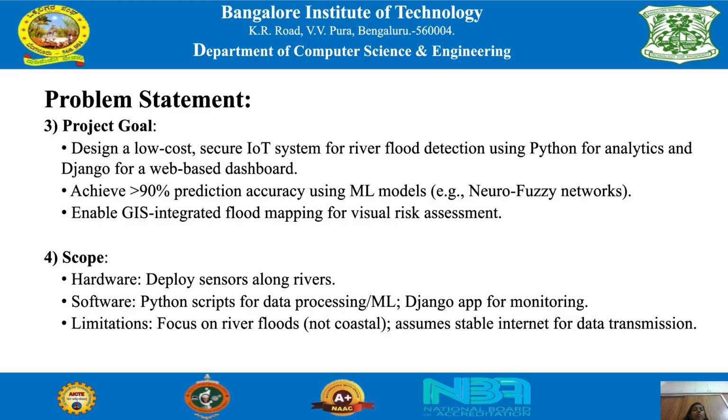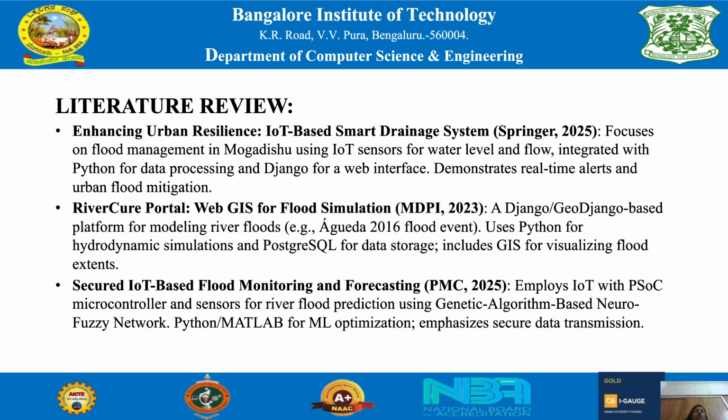So, the scope of this project is: hardware, deploying sensors along rivers. Software, Python scripts for data processing and ML, and a Django app for monitoring. The limitations are that it focuses on river floods, not coastal, and assumes stable internet for data transmission. So let's look into the literature review.